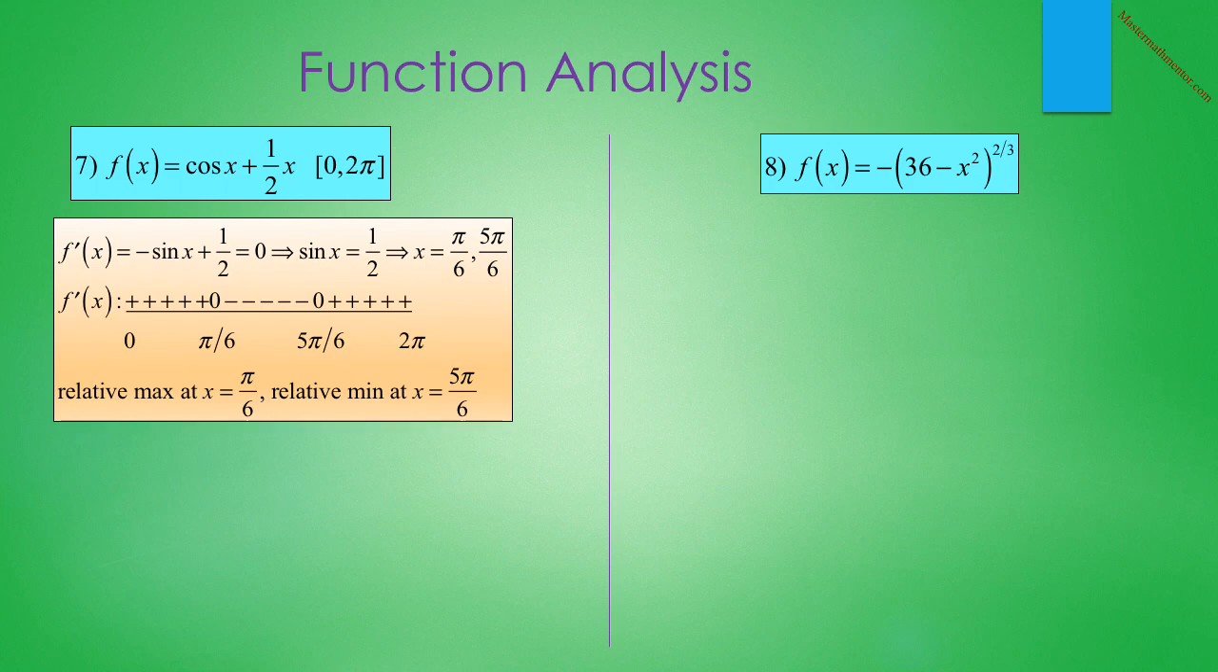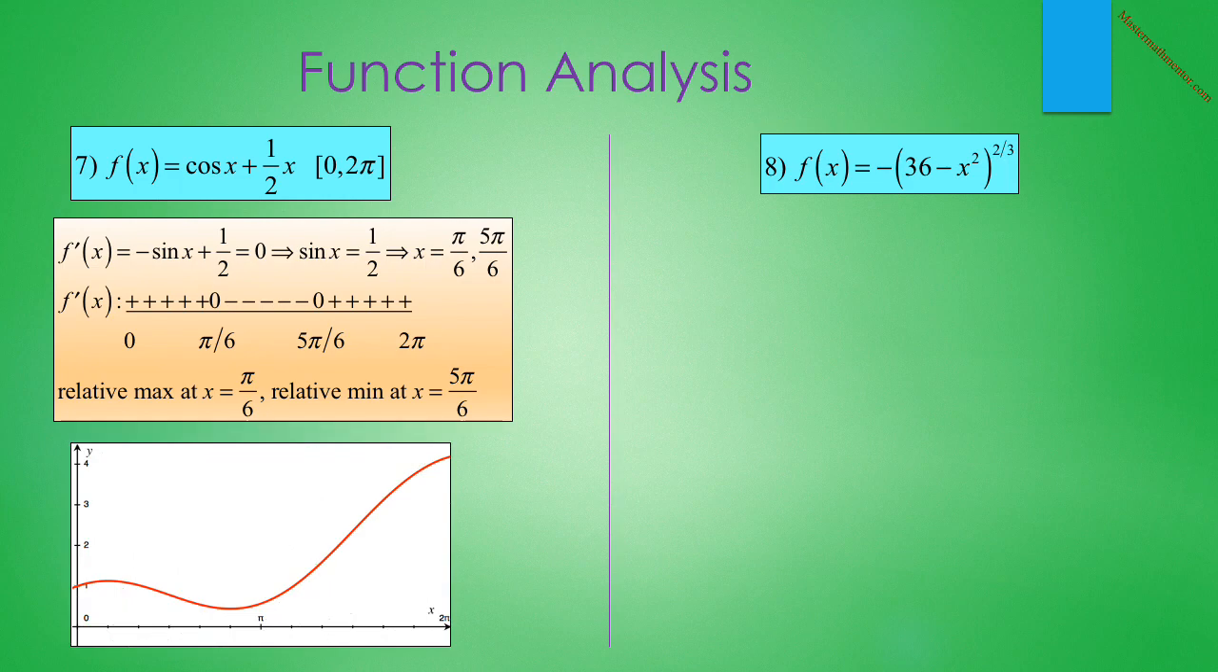Making the sign chart, we use the endpoints of 0 and 2 pi and put our critical points where the derivative is equal to 0 at pi over 6 and 5 pi over 6. And we find that our sign chart alternates going from positive to negative to positive, leaving us with a relative maximum at x equal to pi over 6 and a relative minimum at x equal to 5 pi over 6. This is confirmed in the actual graph of the function.